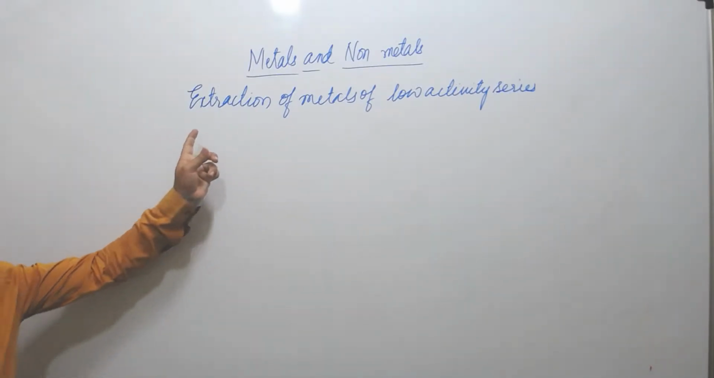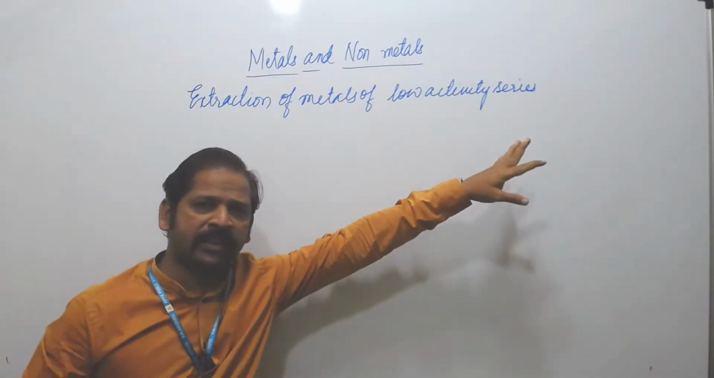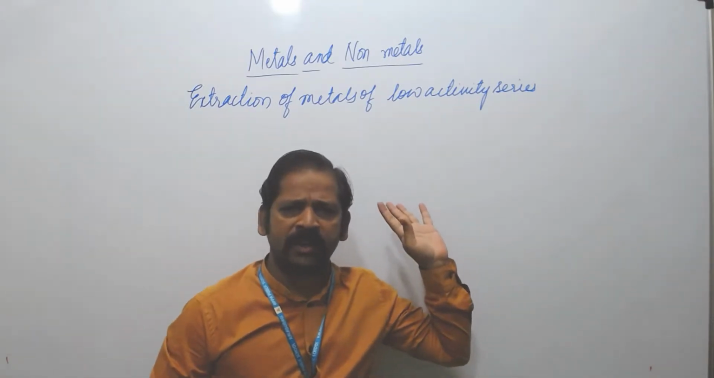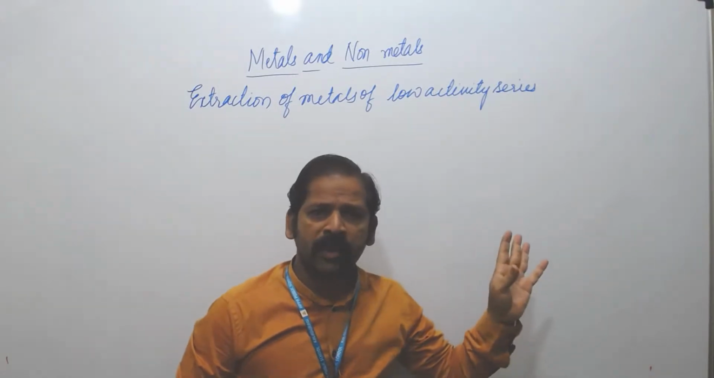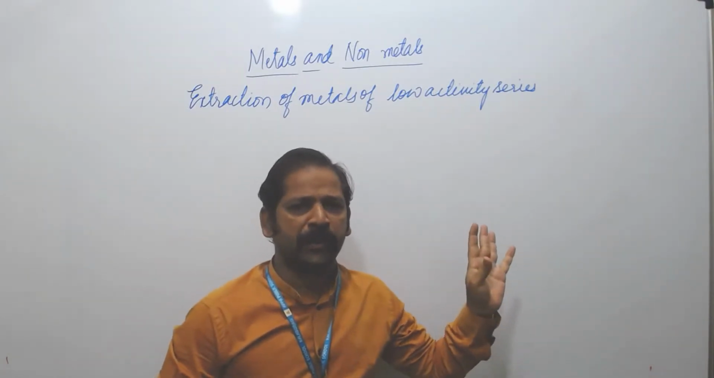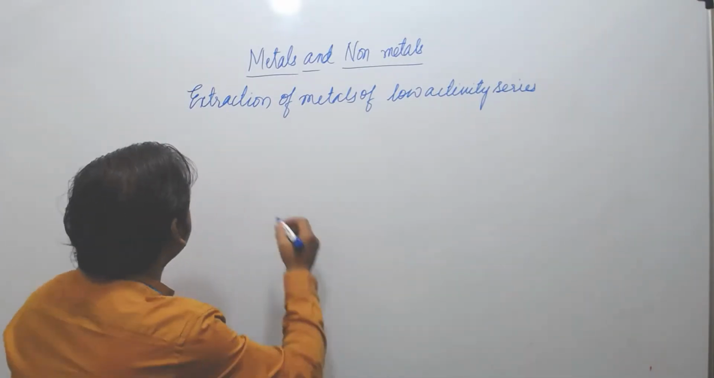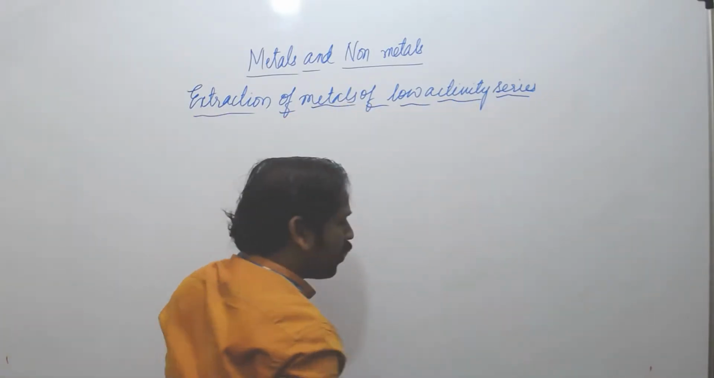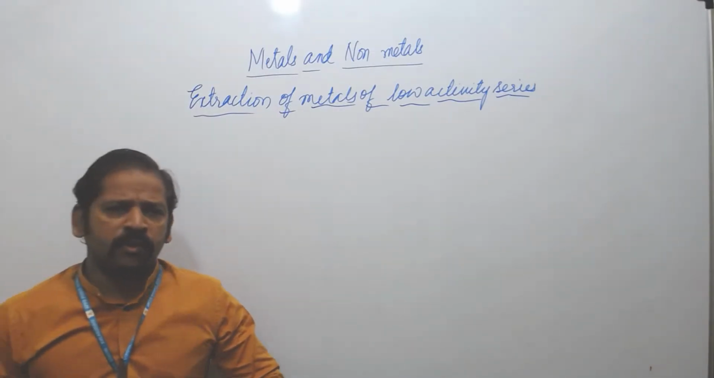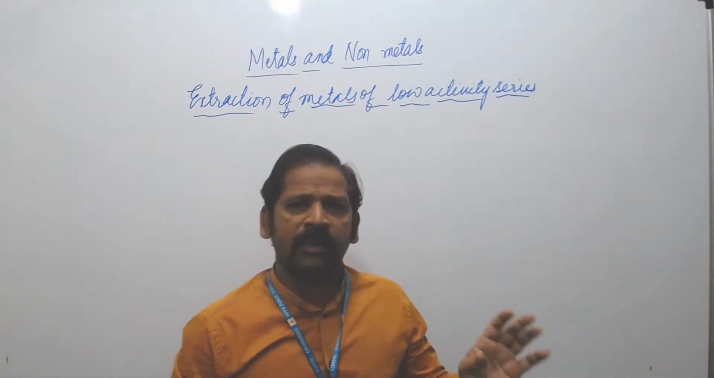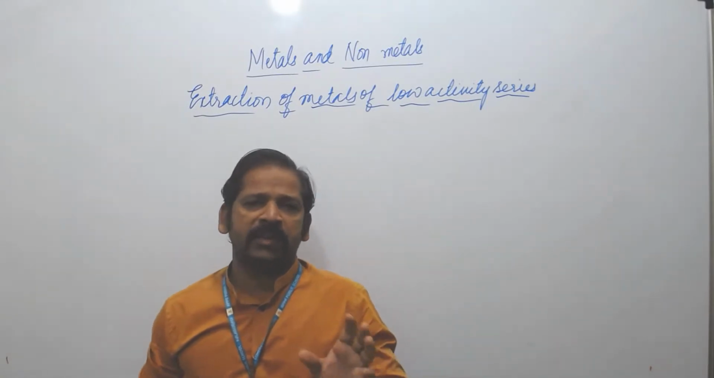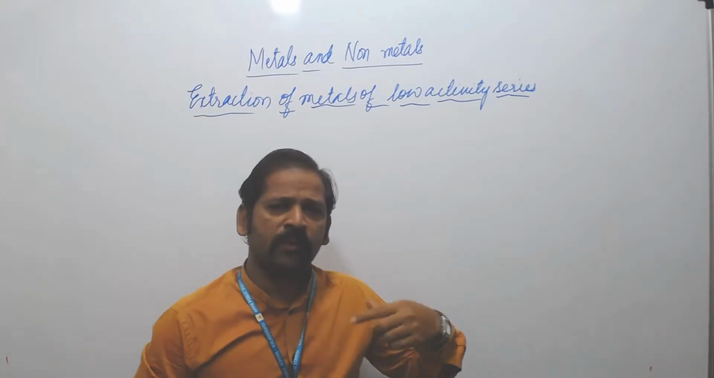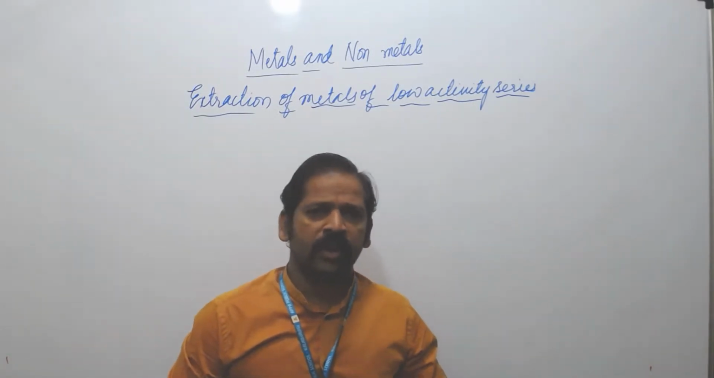Extraction of metals of low activity series. Low activity series usually includes copper and mercury. The ore of copper and the ore of mercury. For example, start with the ore of mercury. You know about the copper. Copper is available both in free state as well as in combined state. First, we'll start with the mercury, then we'll go with the copper.